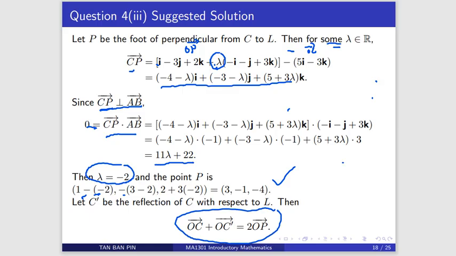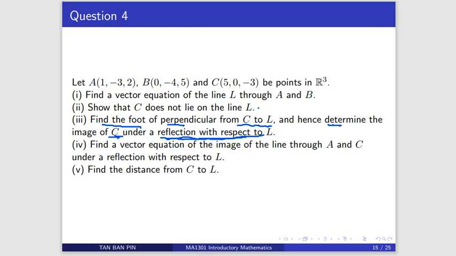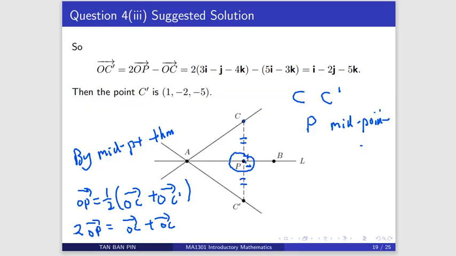So with that, right, your aim is to find OC prime. Your aim is to find the image of C under reflection about the line L. So from here, right, you can say OC prime is, you just transfer the OC to the left hand side. So you can say vector OC prime is 2 vector OP minus vector OC. So that's how you get this part.